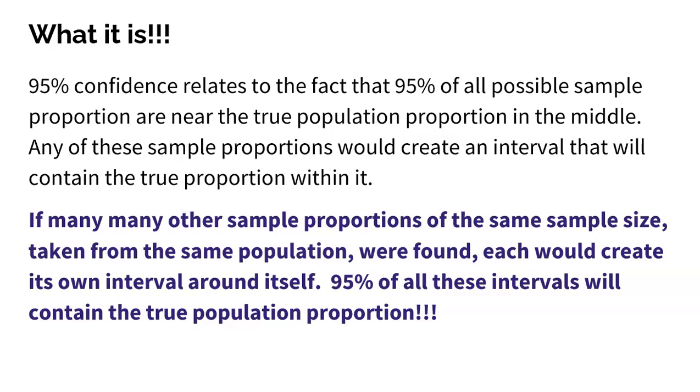So the best explanation you could give if you're asked to explain what 95% confidence is, listen: if many, many, many other sample proportions of the same sample size taken from the same population were found, each sample proportion would create its own interval around itself. 95% of all of those intervals will contain the true population proportion. So it's not about 95% of time or chance or probability. It's about 95% of all possible intervals that are going to contain the truth. And I'm just hoping that mine is one of them. Obviously, that means 5% of intervals will not contain the truth.